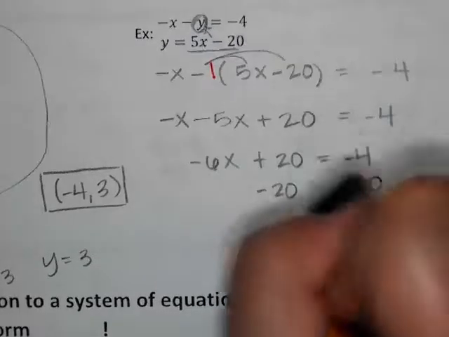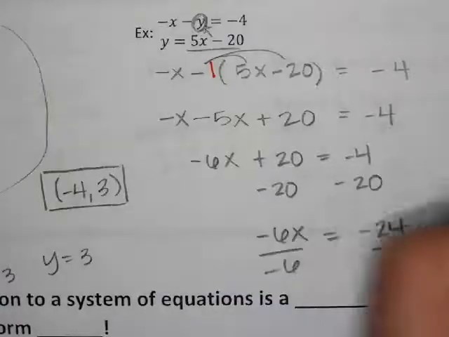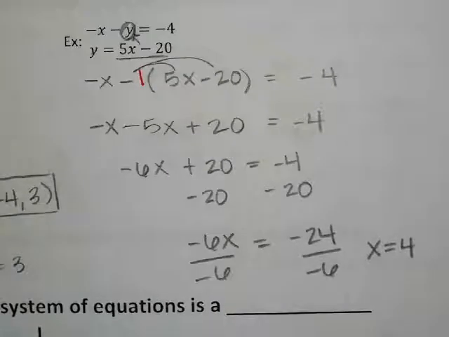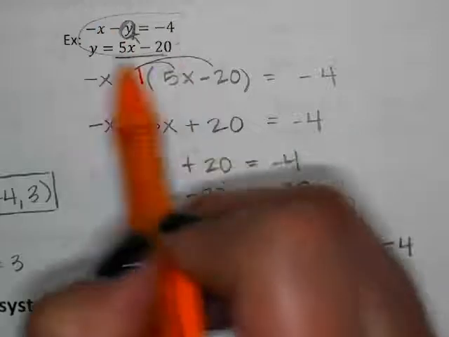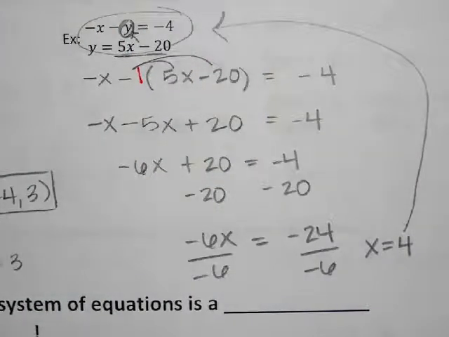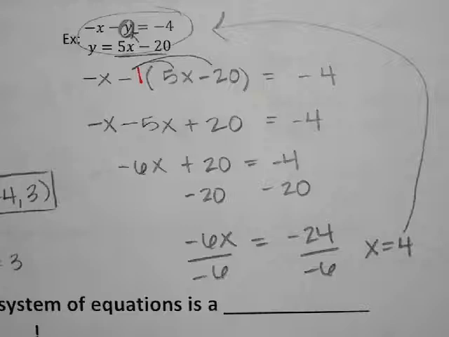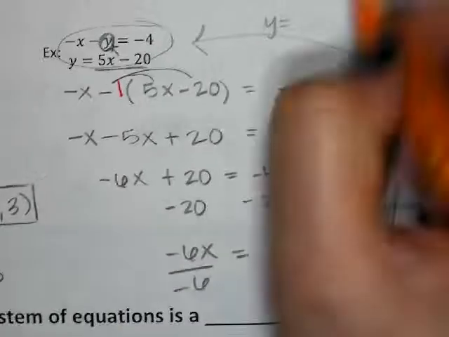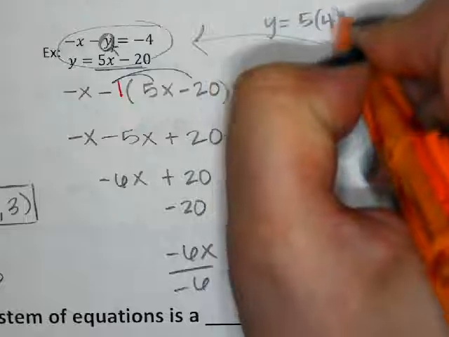Okay, so we know x is 4, but how do we find the y? Yeah. So you can plug it back into either of them, but usually there's one that's a little bit easier. The bottom one, the y is alone on the bottom one, so it's probably easier. So you get y equals 5 times 4 minus 20. So we get 20 minus 20, which is 0.